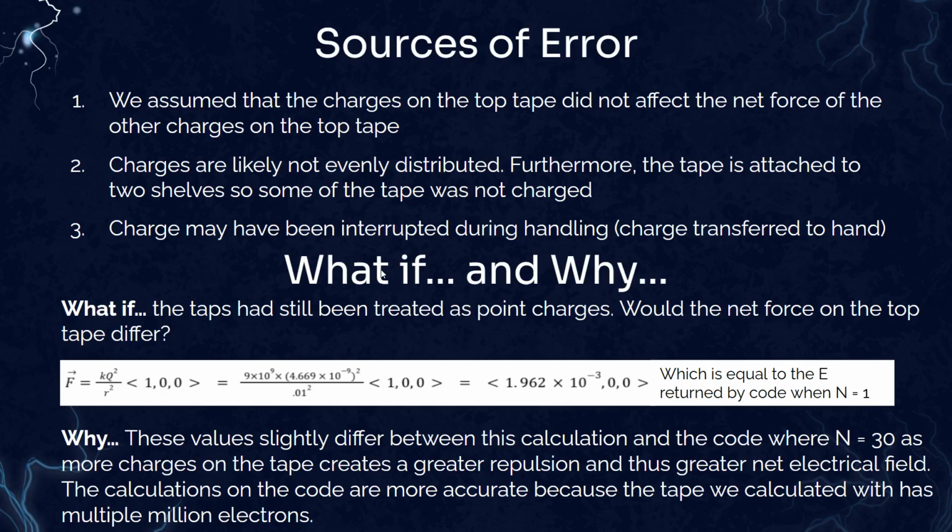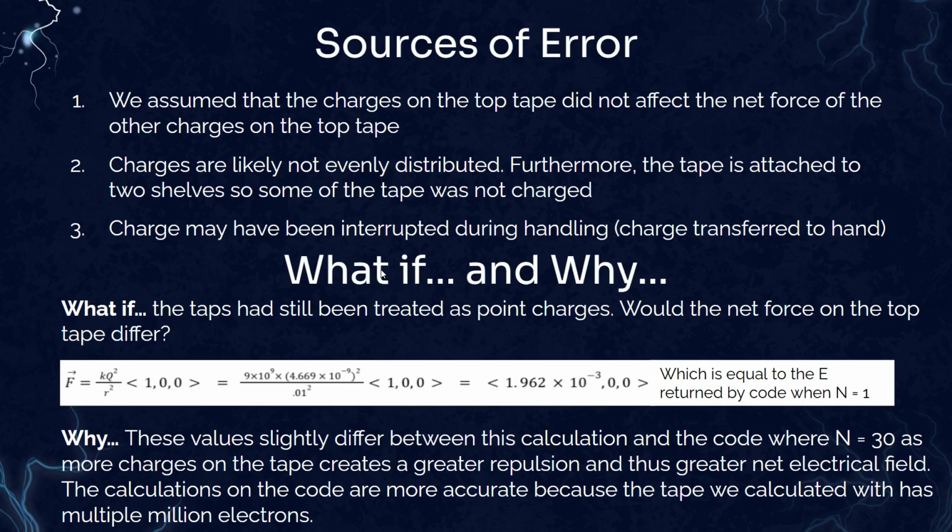Our sources of error were that we assumed that the charges on the top tape did not affect the net force of the other charges on the top tape, even though this likely would have happened because all the electrons on the top tape were of the same charge, so they likely would have repelled each other. And then similarly to the last lab, we assumed that charges were evenly distributed, while this was likely not the case because the tape was also attached to the two shelves, and the charge might have been interrupted during handling.